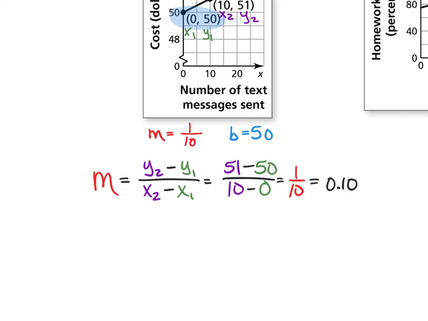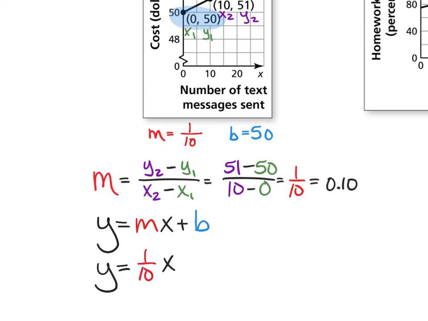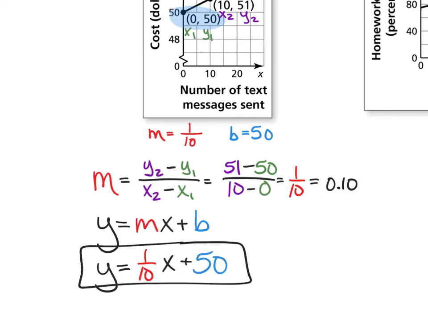All we're filling in is y equal to mx plus b. Once I have the m, which I do now, and once I have the b, which we read off the graph, I'm going to be able to write this equation. It's y equal to 1/10 x plus 50. That's the equation that best describes this graph.